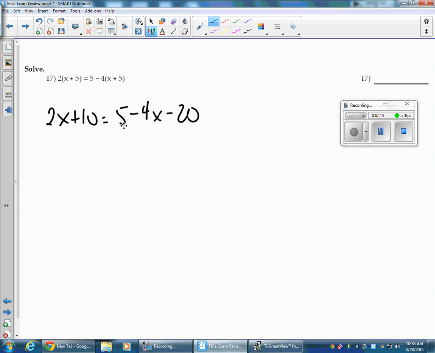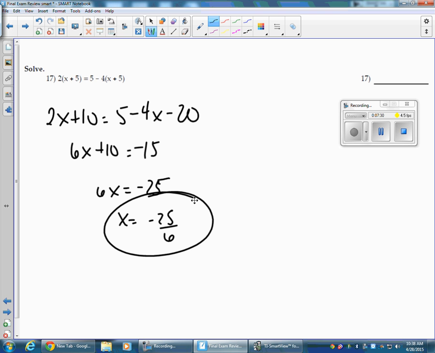So we will combine like terms, add 4x, so on this side we get 6x plus 10 equals negative 15. Subtract 10, I get negative 25, and divide by 6, I get negative 25 over 6. And that'd be my answer for x.